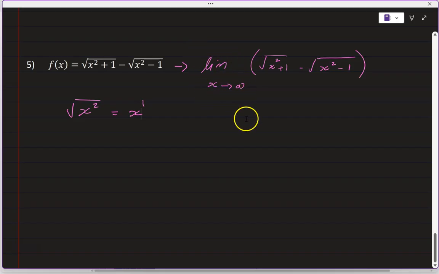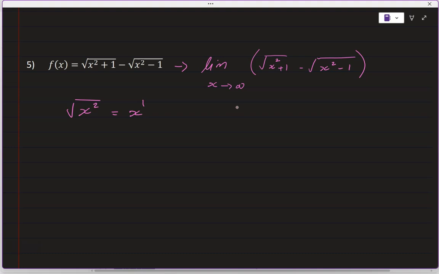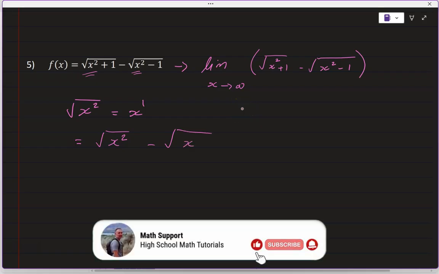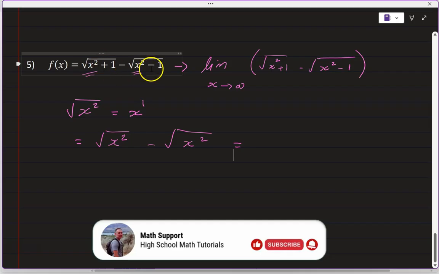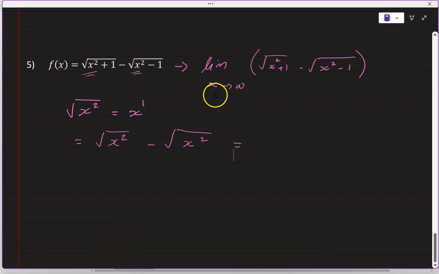One is by intuitive deductive reasoning, and that is that the variable that makes a difference for the behavior of this function is x squared and x squared. So if you have the square root of x squared minus the square root of x squared, because the plus 1 inside the radical and the negative 1, that's not going to change anything when x approaches infinity. That's negligible.